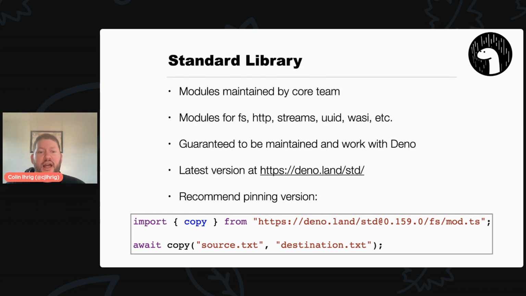Deno does have a standard library, as I mentioned, which is a lot of the core JavaScript functionality. So if you're a Node.js user, think of the FS module or the HTTP module. These are guaranteed to be maintained and work with Deno. They're maintained by the core team. Every time there's a new Deno release, the standard library is updated as well. And then you can browse the latest version by just going to deno.land/std. And as I mentioned on the last slide, we do recommend pinning the version anytime you download a dependency.